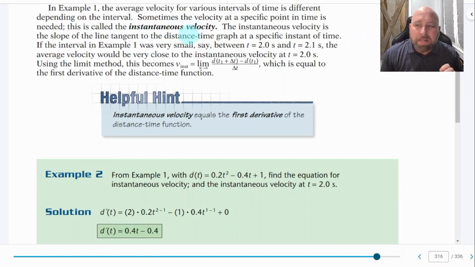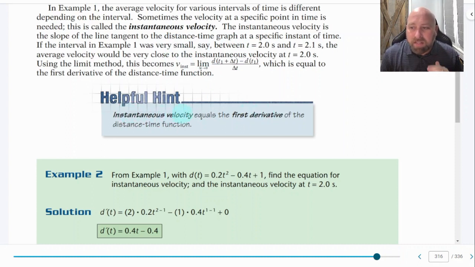We're looking for the idea that I could say, okay, at this specific point, what was my velocity? Not what was my average between these two points, but specifically when I was going exactly 2.5 seconds, for example, what was my speed at that time? The way that we would do that is we use the first derivative.